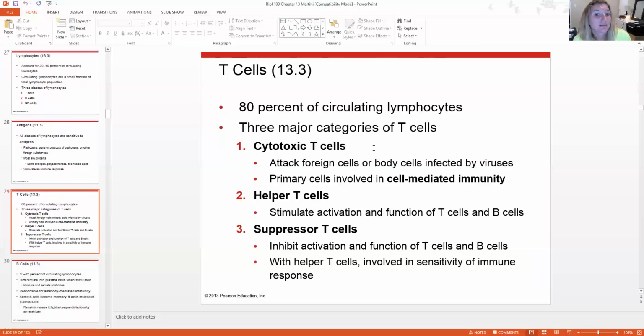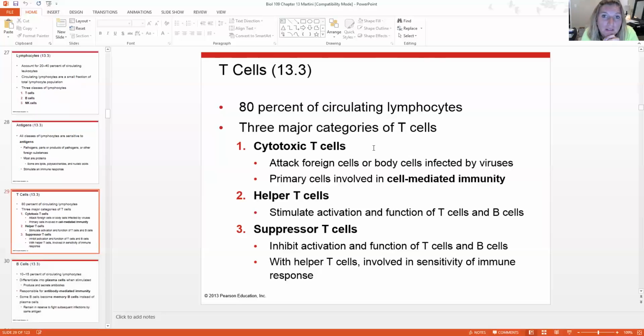So let's talk about the job of T cells. The majority of our circulating lymphocytes are T cells. There are a few major categories. You have cytotoxic T cells, or TC cells. These attack foreign cells. They are important in what we call cell-mediated immunity. So cell-to-cell combat, individualized combat. If you were exposed to a cold virus before, you're immune to that cold virus now because you had it at one point in your life. So your T cells are going to remember that it was there and attack.